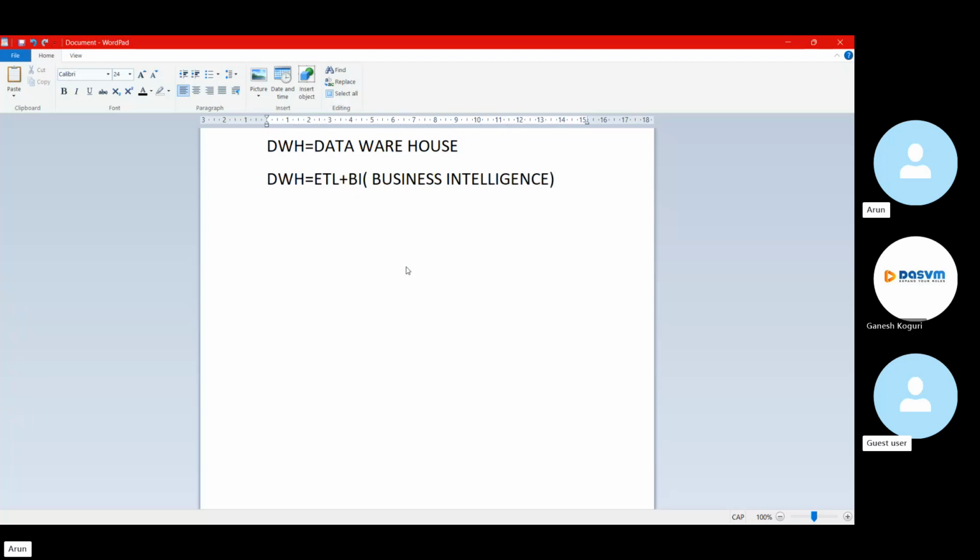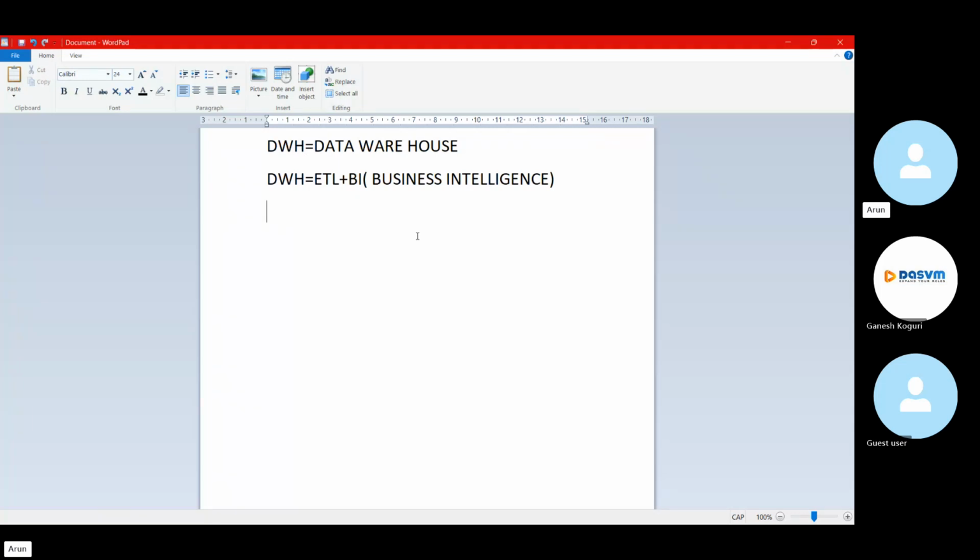I have told you about the data warehouse with a real-time example. In a data warehouse, we will have various kinds of data. In ETL terms, data inside a data is known as a data warehouse. In a data warehouse, we'll have various types of data, like transactional data and some heterogeneous data, some x number of data will be there in the data warehouse.